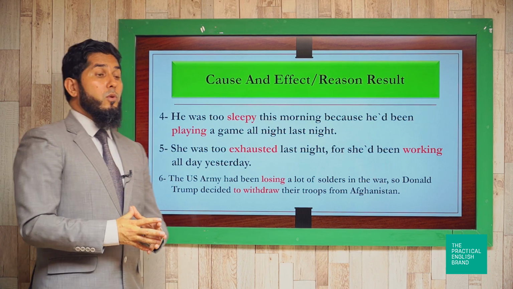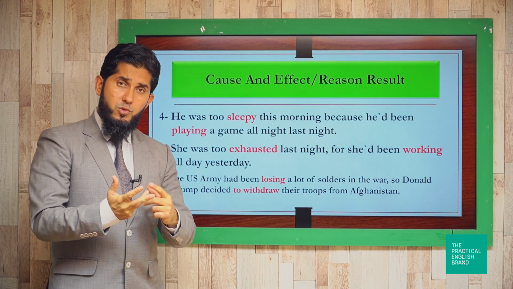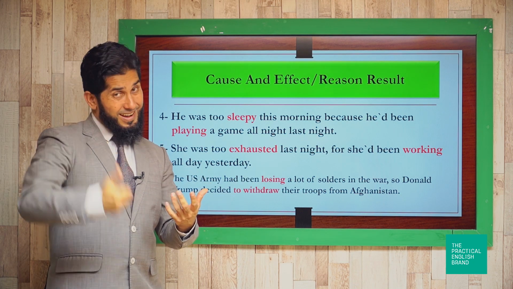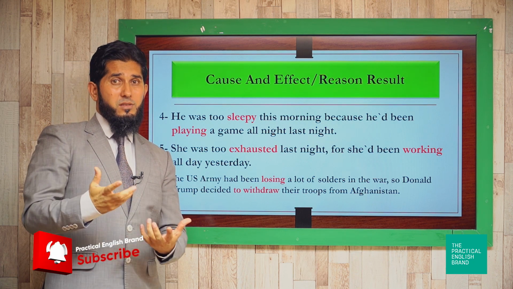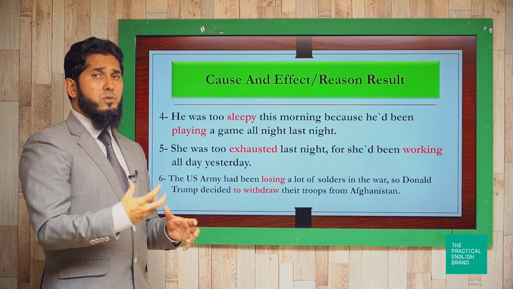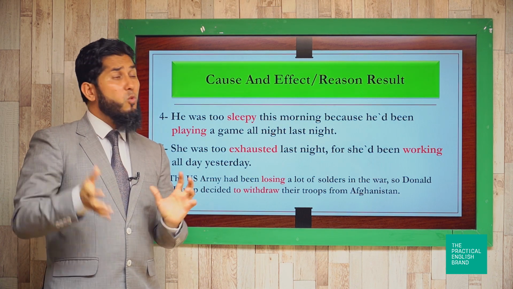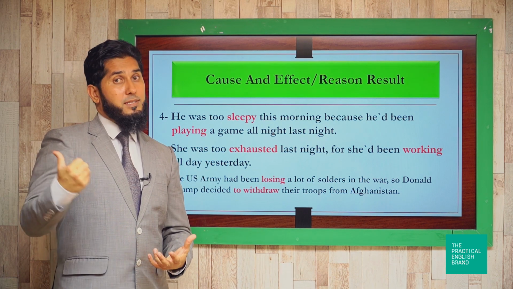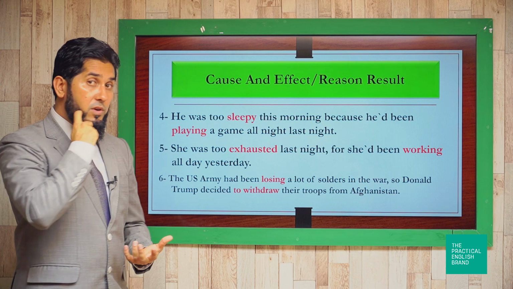So this morning, now look, he was too sleepy this morning. This is the effect, or this is the result. And the fact that he'd been playing a game all night last night, that was the reason, or that was the cause. Okay, so cause and effect, or reason and result. In other words, this sentence answers the question why. For example, why was he too sleepy this morning? This is the question. Why was he too sleepy this morning? Because he'd been playing a game all night last night. So possible. We can talk about cause and effect in the past using past perfect continuous tense.